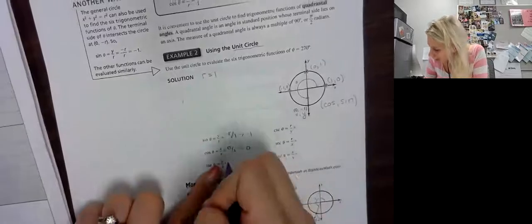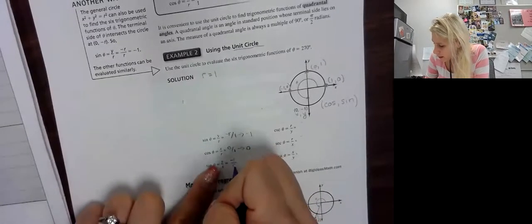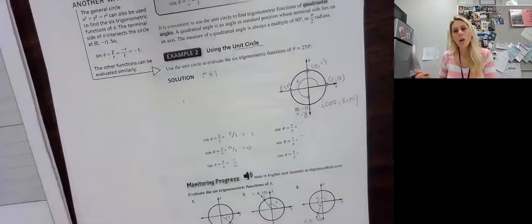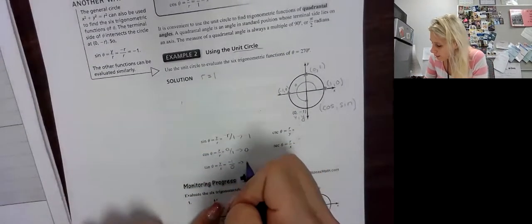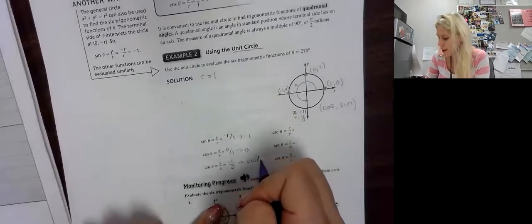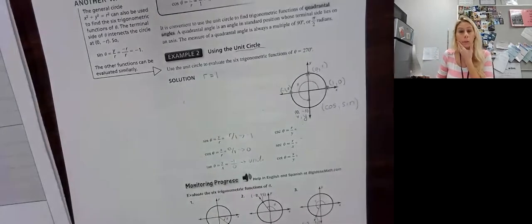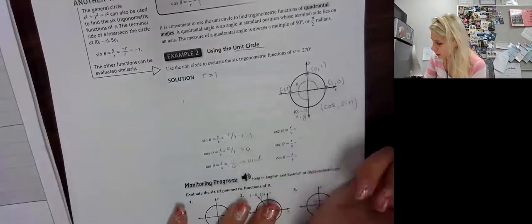Tangent is y over x. Y is negative 1, x is 0. Can we divide by 0? No, we can't. So what we usually say is undefined. I say UND. Sometimes you have to spell it all the way out. So it doesn't exist. Let's do our cosecant.